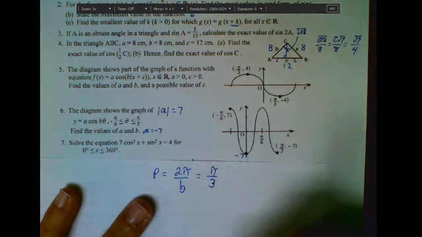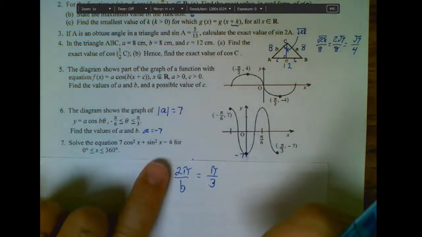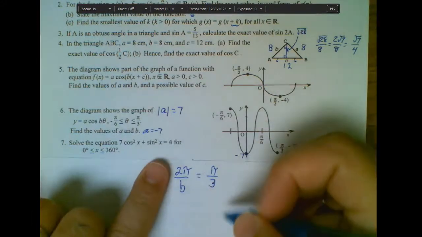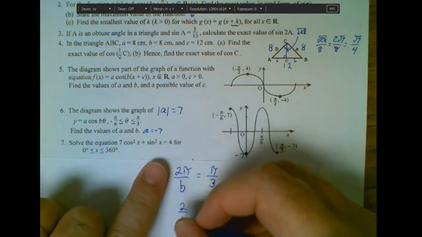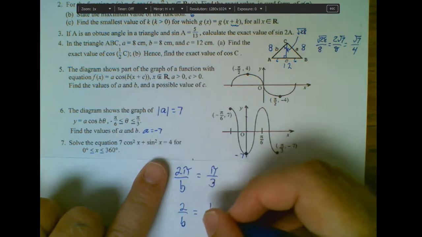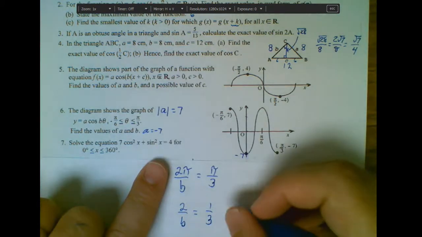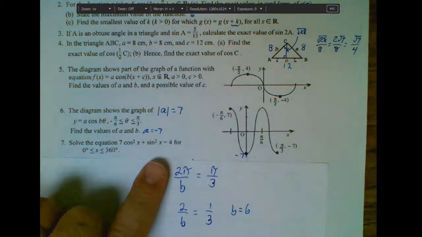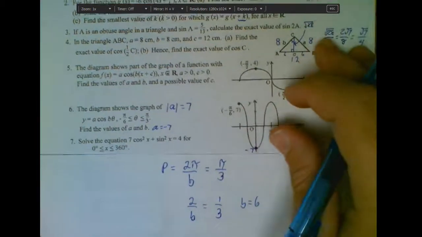And so now I can use that little setup to solve for b. Just solving that equation, I can ditch the pi's and just look at 2/b equals 1/3. So a little cross multiplying here, and I get b is 6. Moving down to number 7.